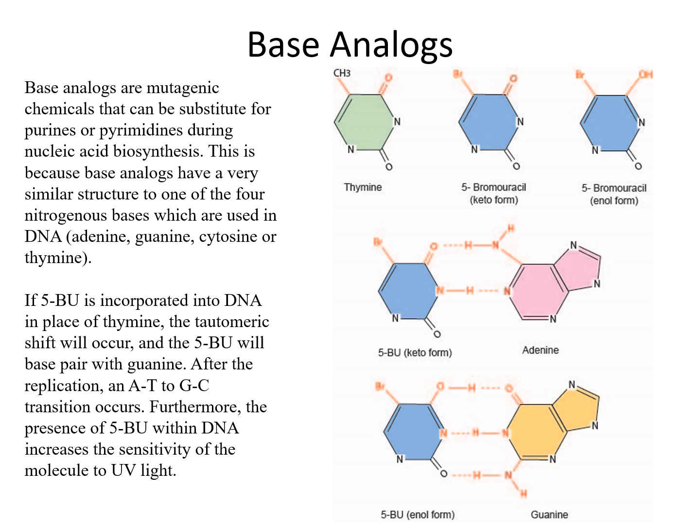If 5-BU is incorporated into DNA in place of thymine, the tautomeric shift will occur and the 5-BU will base pair with guanine, instead of adenine. It shifts from the keto form to the enol form. This is 5-bromouracil, the keto form and enol form.